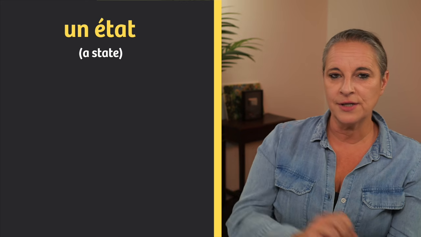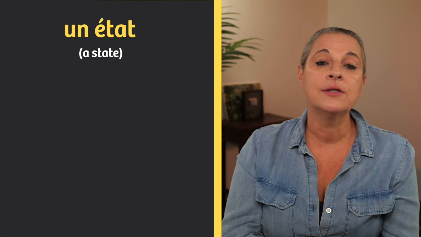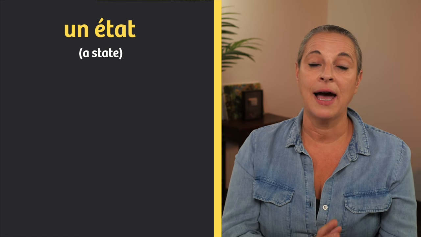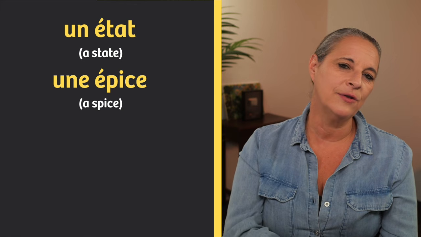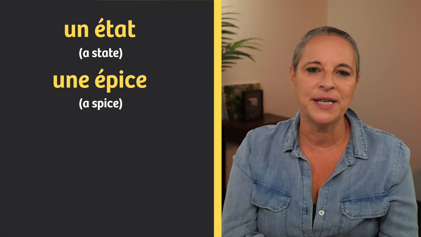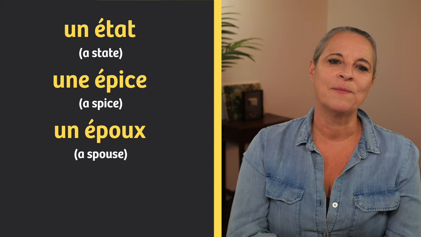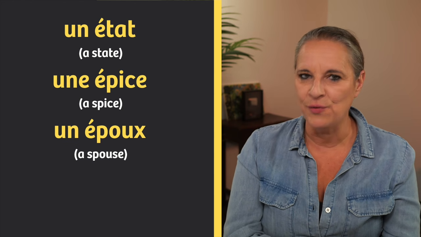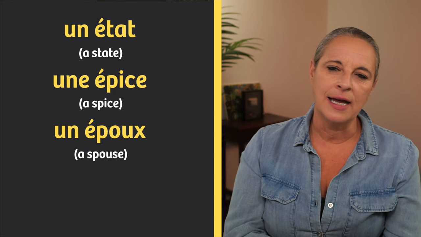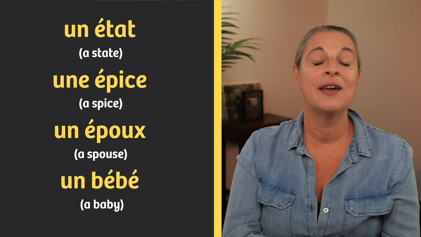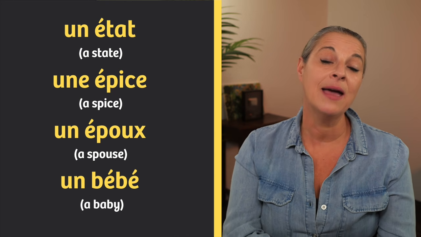Can you read this word? It has an E accent aigu, so that means the sound is E. Un état, un état. Have a look at this one. The next one is épice, une épice. And what about this one? Un époux, un époux. So époux is the word we want. And how would you pronounce this one? Bébé, bébé, un bébé.